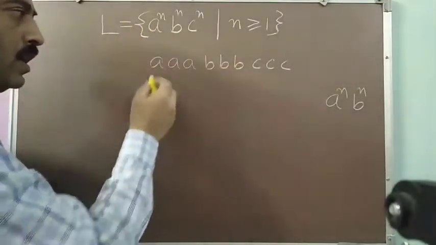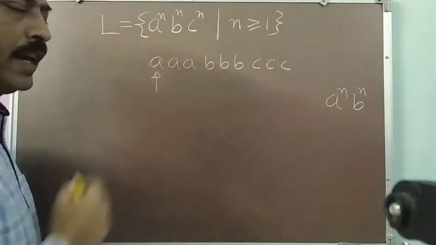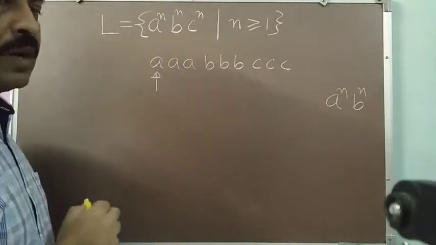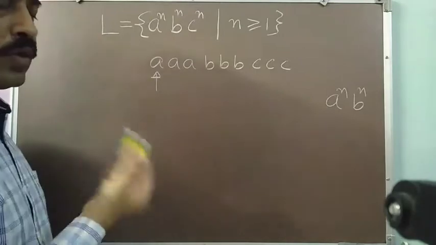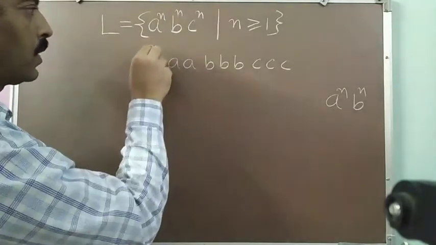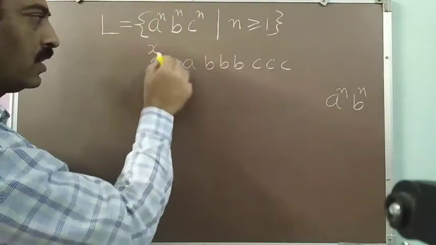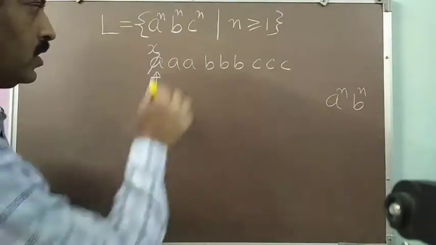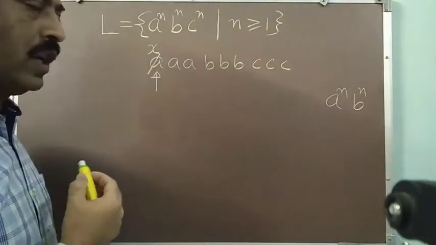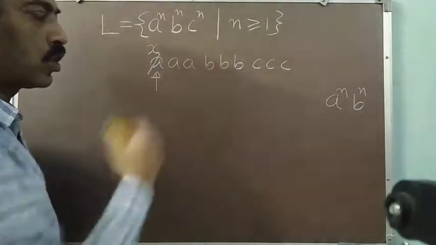So we'll start processing our string from the leftmost A. First of all, we will find the leftmost A and start processing it. What do we mean by processing a particular symbol? Whenever we process a symbol, we replace it by X. So whenever I replace this A by X, it means that this A has been processed. Now I have found the leftmost A. What next do I have to do? Next, I have to find a B corresponding to it.